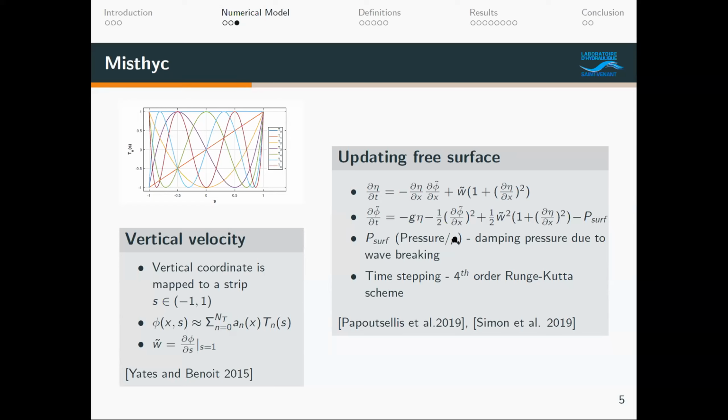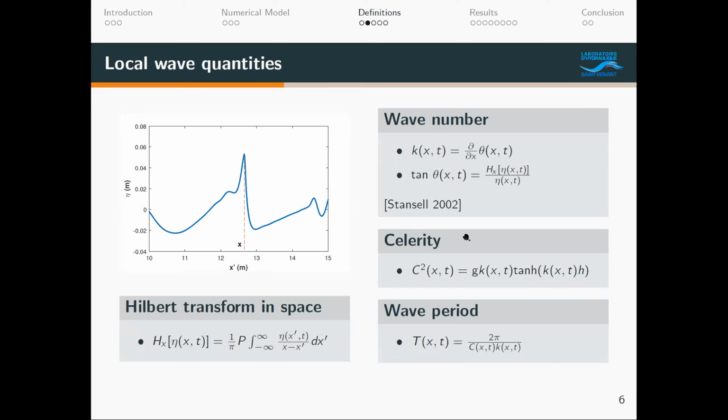For wave breaking, we apply a damping pressure called P surf, which accounts for wave breaking, and it is externally specified over a specific region in space and time, which we will look at in the following slides. And we'll just look at a few definitions quickly.